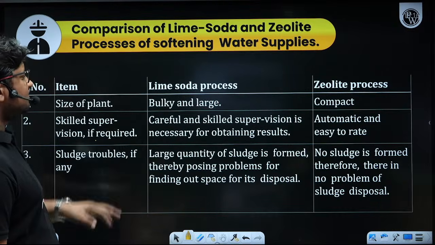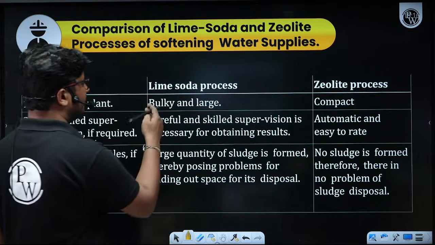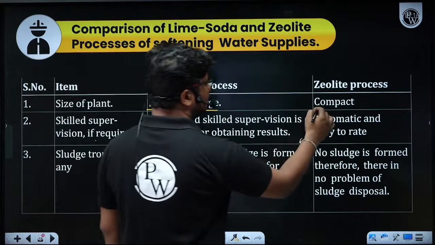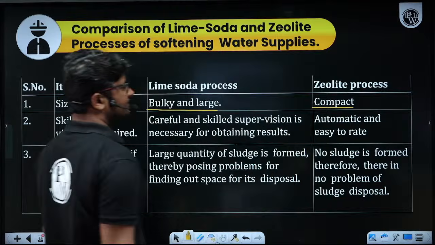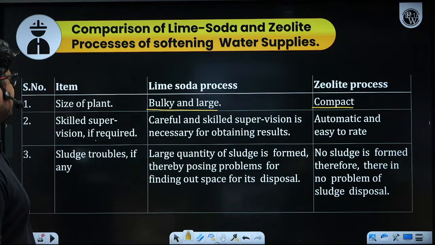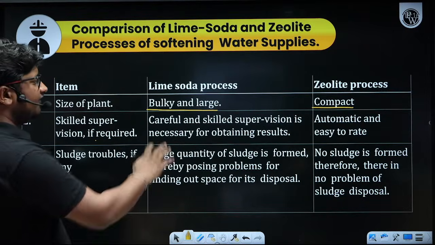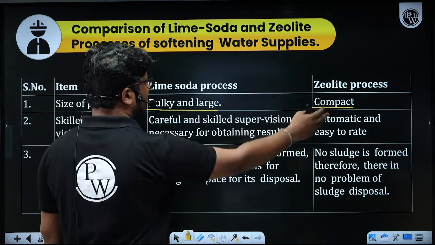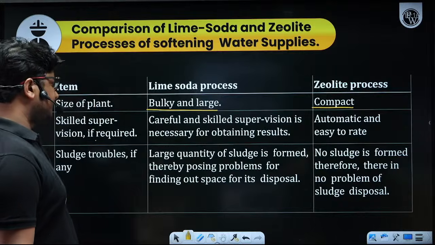In terms of size of plant, lime soda will be bulky and large, definitely a large unit. The zeolite process is very compact, so a compact design will be required. Skilled supervision: careful and skilled supervision is necessary for obtaining results in lime soda. Zeolite is a completely automatic process, so it is easy to maintain.